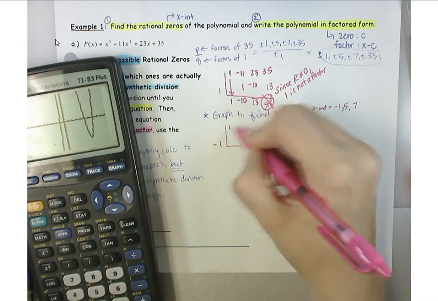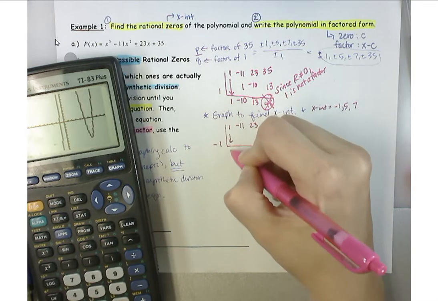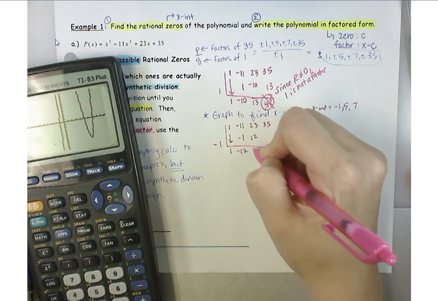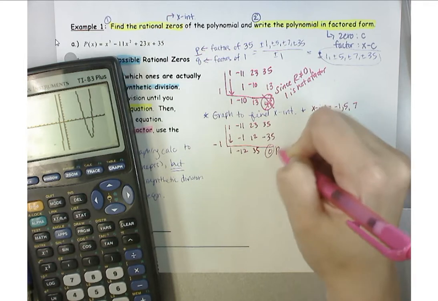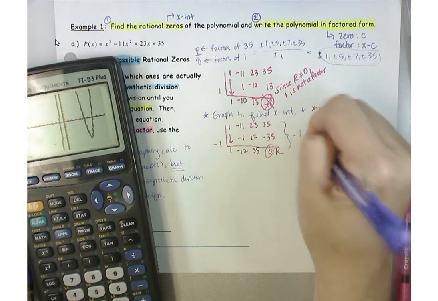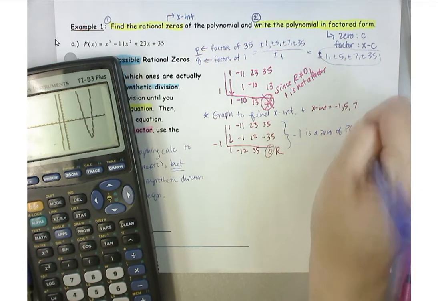So I'm going to set up my synthetic division. And then again, I'll know if it is a 0 because what will I get at the end? I should get 0 as my remainder. Okay, so because 0 is my remainder, that means -1 is a 0 of p of x.